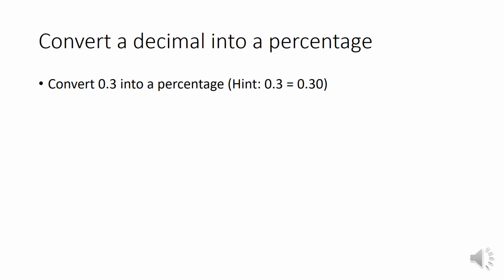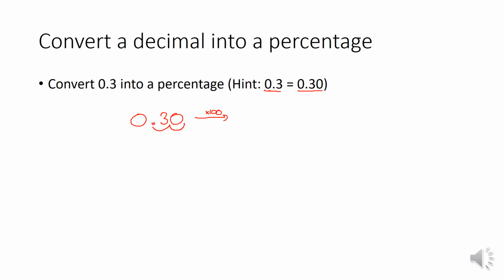Okay, so assuming you've paused the video and had a go, let's go through this one. So 0.3, my hint here is that 0.3 equals 0.30. So instead of writing it as 0.3, I'm going to write it as 0.30, and we'll see why I do that in a second. We know that to get from a decimal to a percentage, we times by 100, and we saw before that that is the same as moving the decimal point 2 places.